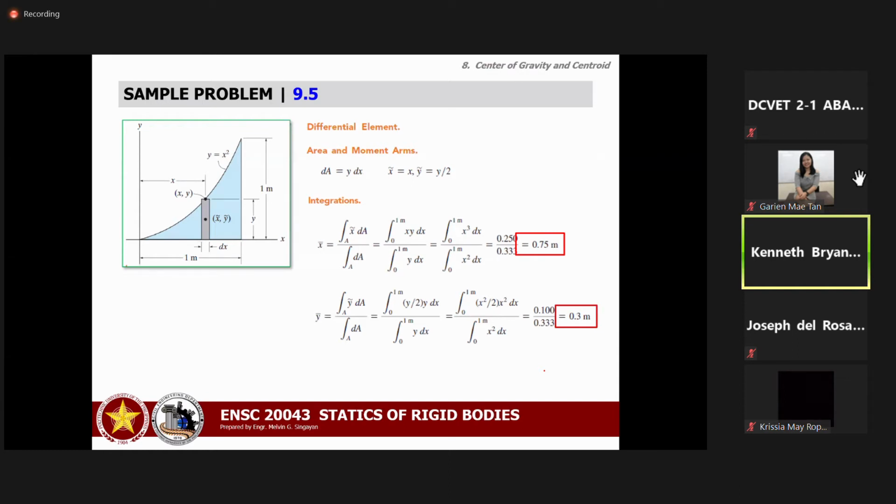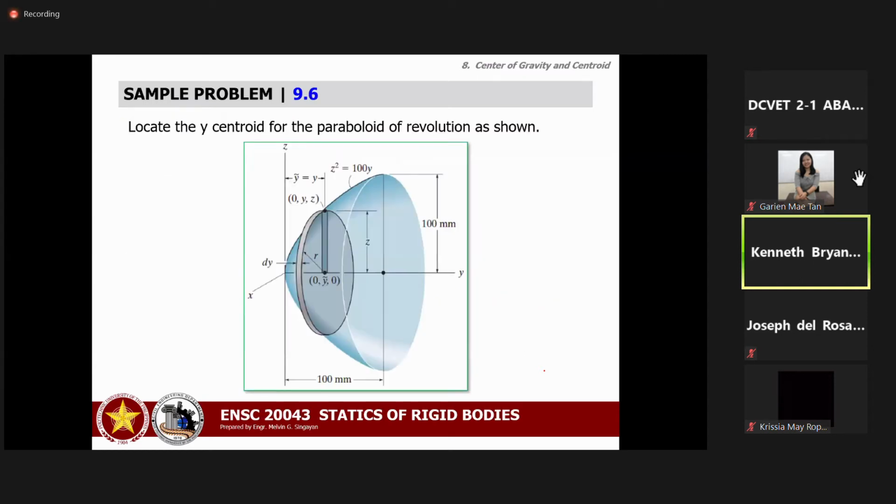Okay? So I think there seem to be no questions. So we'll proceed to the next example. In 6, locate the y-centroid for the paraboloid of revolution as shown. Okay? So this time, the example is a volume.